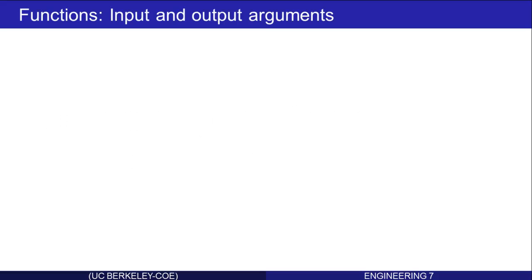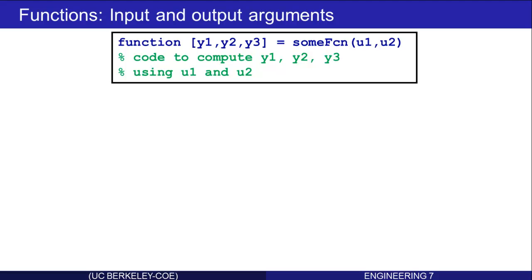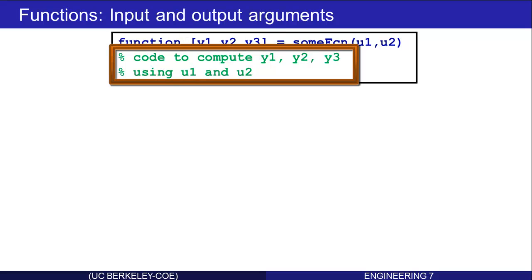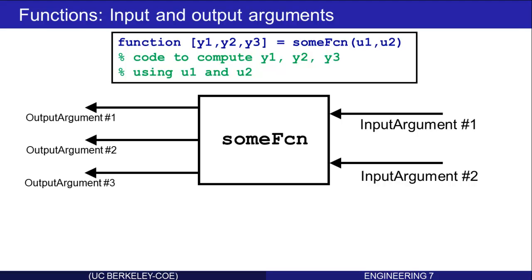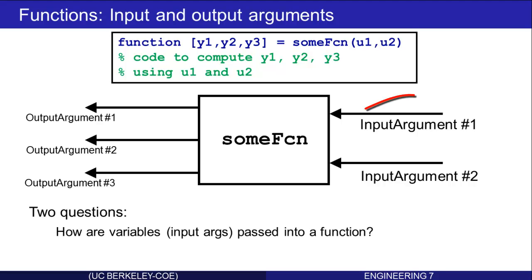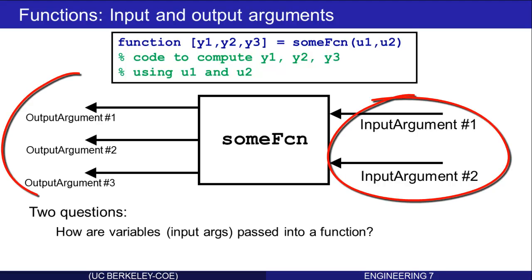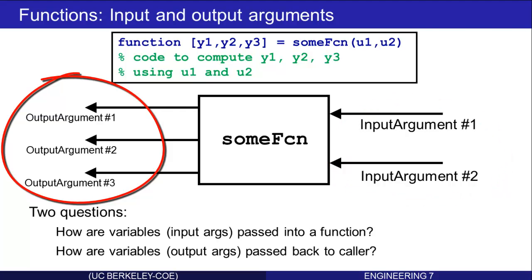I'd like to go into a little more detail about how Matlab passes arguments in function calls. Here's a function that has 2 input arguments and 3 output arguments with some unspecified code that we could fill in. Pictorially, there are 2 input arguments, 1 and 2, and they get mapped through the function to produce 3 output arguments. The questions addressed by the next few slides are: how are variables passed into the function, and how are variables passed back to the caller?